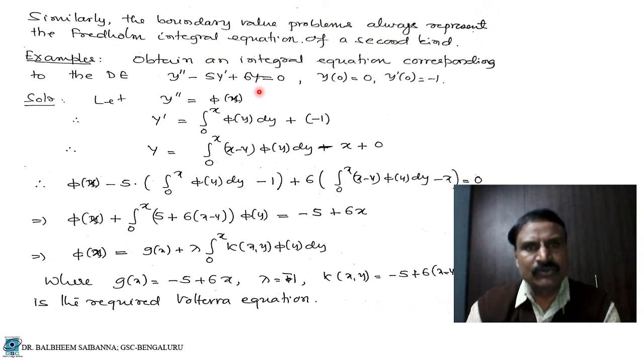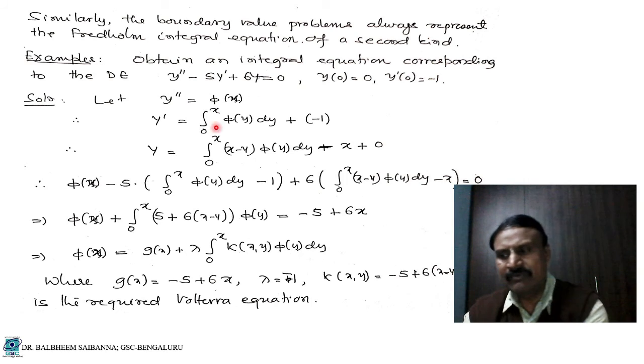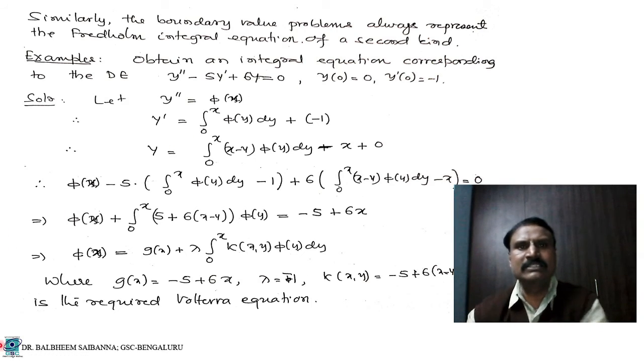Let us move on to examples. First example: obtain an integral equation corresponding to the differential equation y double dash minus 5y dash plus 6y is equal to 0. We have two initial conditions here: y of 0 is equal to 0, y dash of 0 is equal to minus 1.